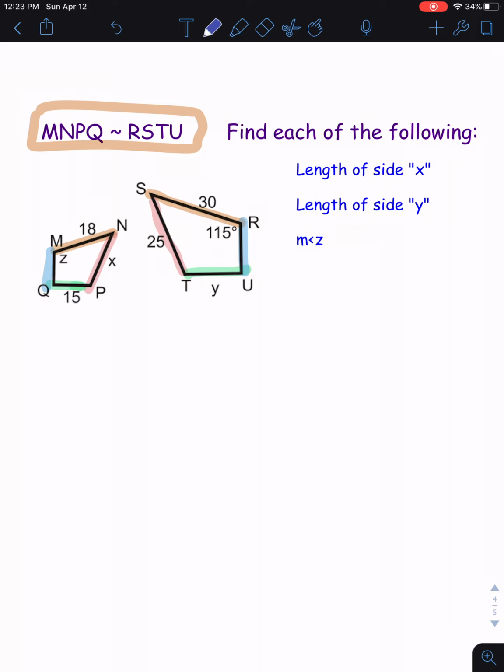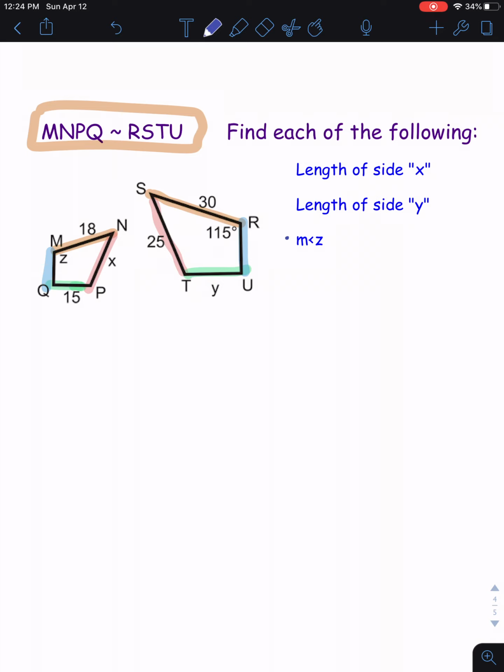So I'm asked to find the length of side X, the length of side Y, and then this last little piece right here is asking me to find the measurement of angle Z. Well, I don't even have to do any math to find that. Since these are similar, that means that they keep the same shape. In order to keep the same shape, all corresponding angles are congruent.